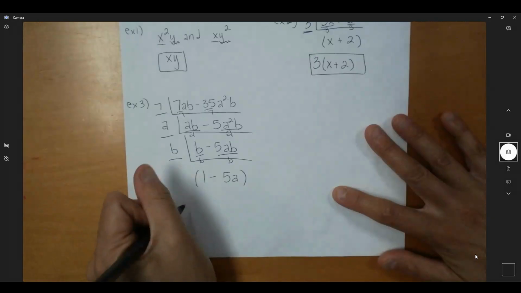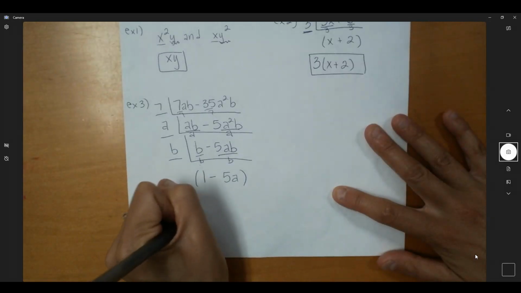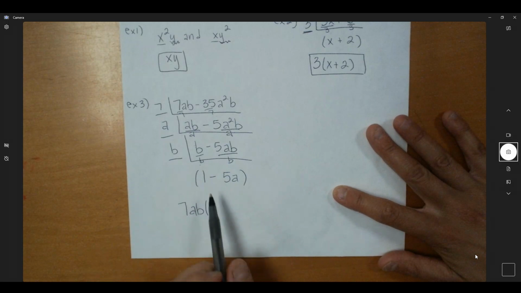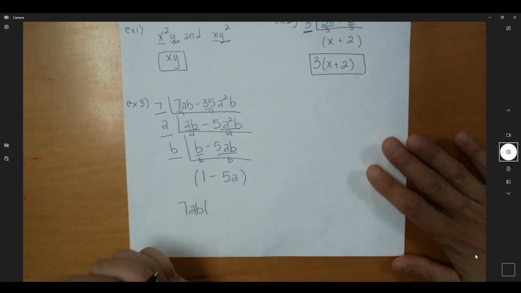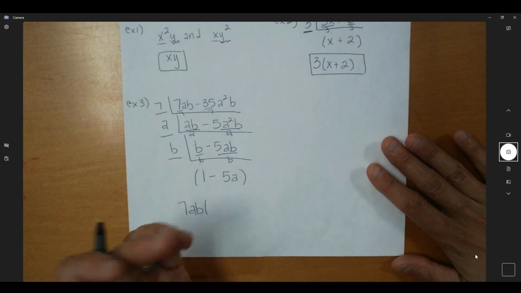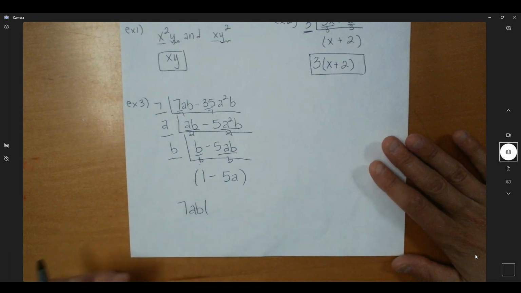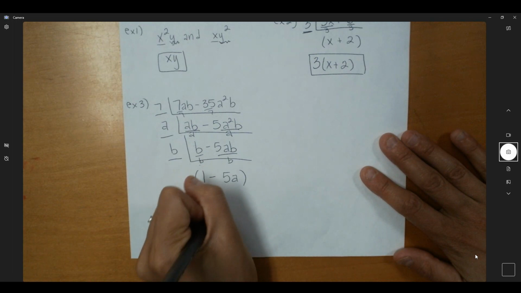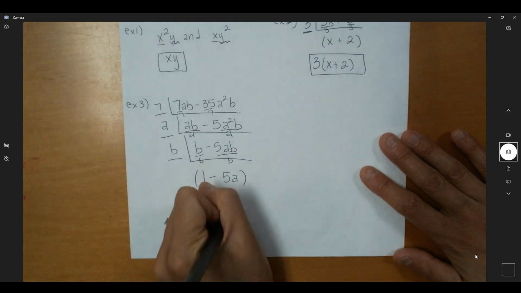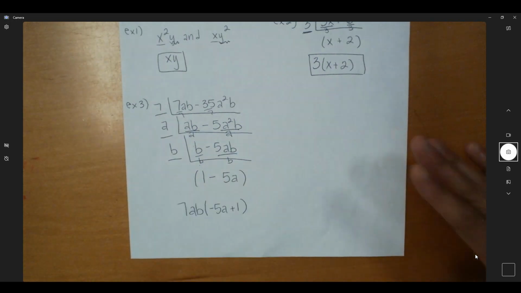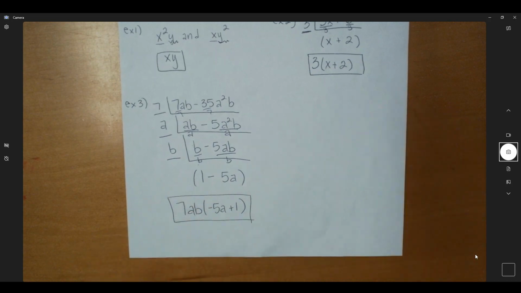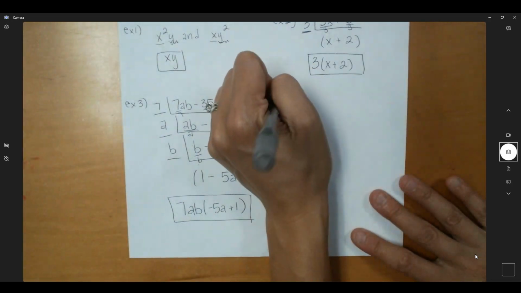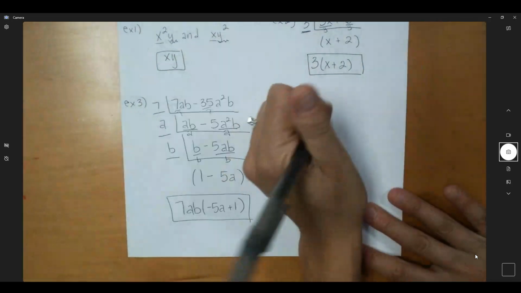So when I write that, it'll be 7ab on the outside, and then it doesn't matter which way you write this, 1 minus 5a or with the a, but I like everything in standard form. So if you write it in standard form, the a should go first, and then the 1. Okay, so that is pulling out GCF. Let's do one more hard one, and then we're going to do the really hard ones in class.